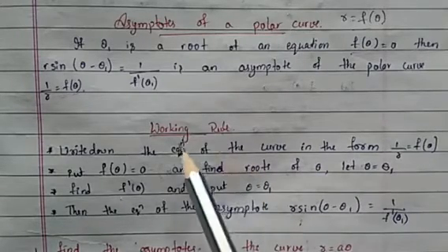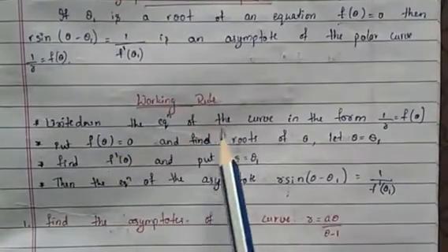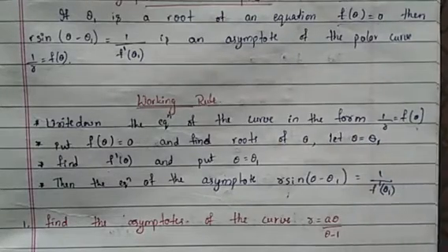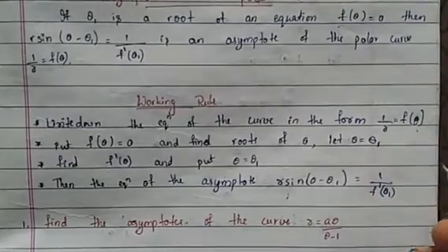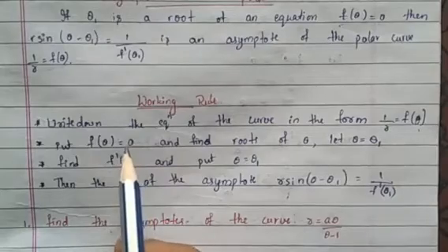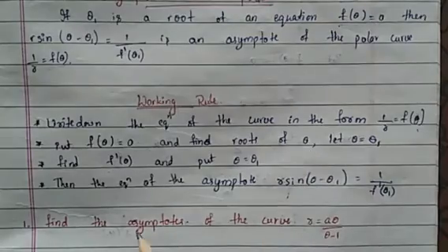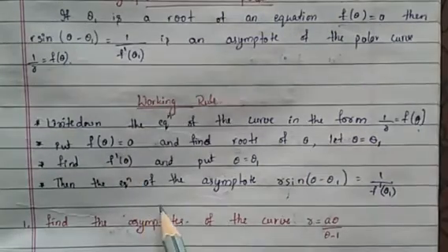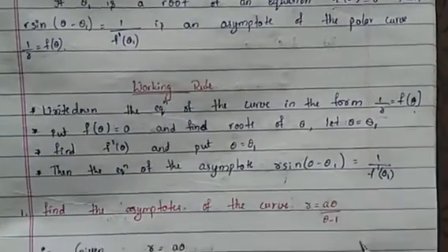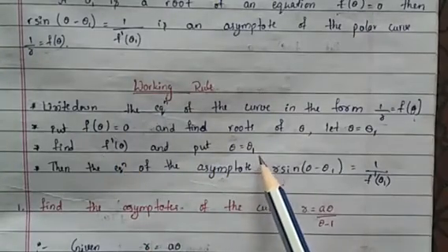What is the working rule for the asymptotes of a polar curve? First step, write down the equation of the curve in the form 1 by r equal to f of theta. In the next step, put f of theta equal to 0 and find the roots of theta. For finding the roots of theta, we put f of theta equal to 0. What is f of theta? f of theta is 1 by r. Next, find f dash of theta and put theta equal to theta 1.